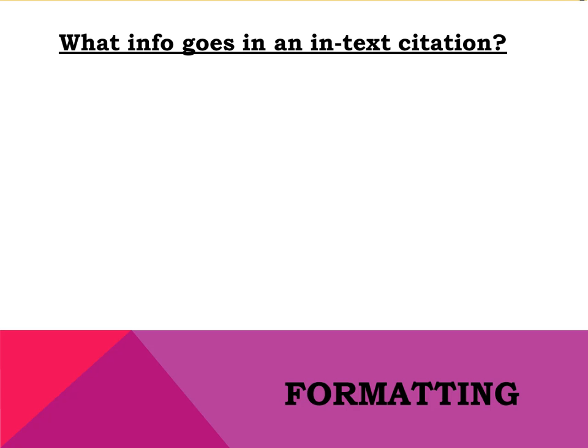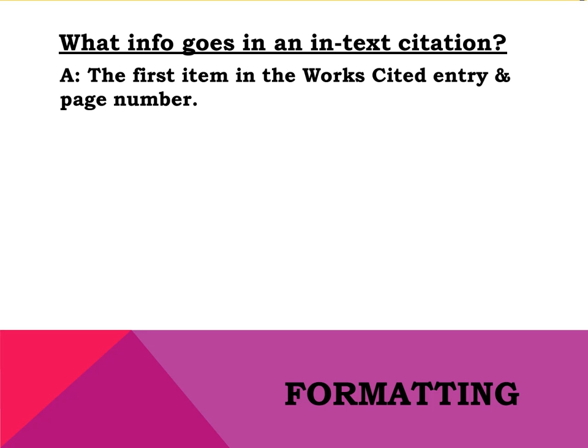The short answer is that an in-text citation includes whatever is the first piece of information in the corresponding works cited entry and then the page number of the quotation or paraphrased information. Most of the time, the first item in the works cited entry is the author, so that is what we use. However, sometimes this is not the case. If, for example, there was no author credited, then the works cited entry would start with a title. In that case, the in-text citation would give the title or the first word or two of it and the page number.